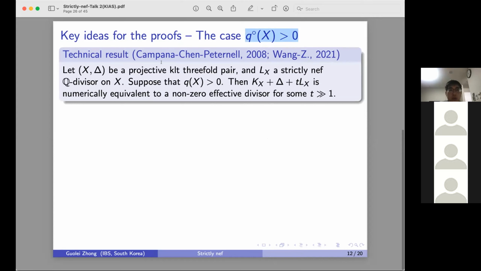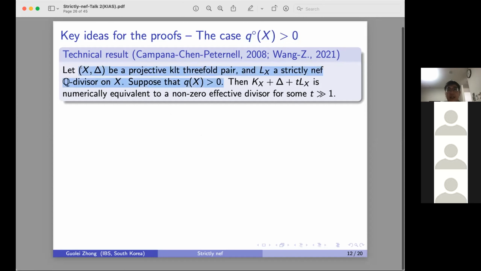So we consider a projective KLT threefold pair and a strict Q-Cartier divisor LX, and we suppose that the irregularity is positive. Okay, so first we consider the irregularity, and then we consider the augmented irregularity, just to take the quasi-étale cover. So there does not contain any technical parts.